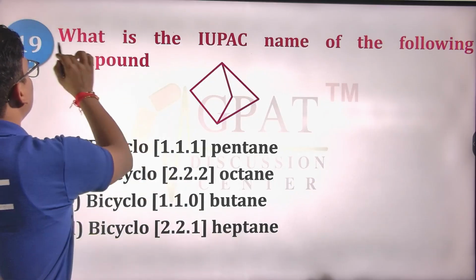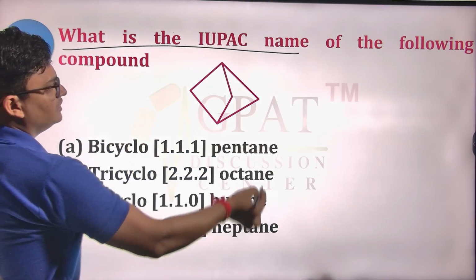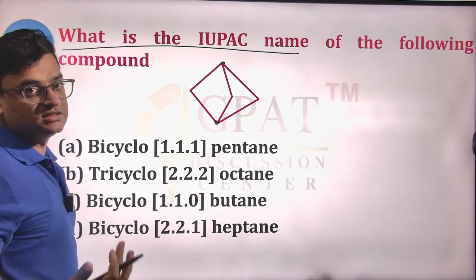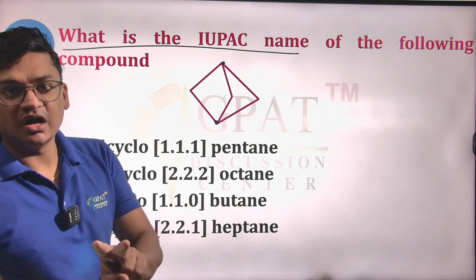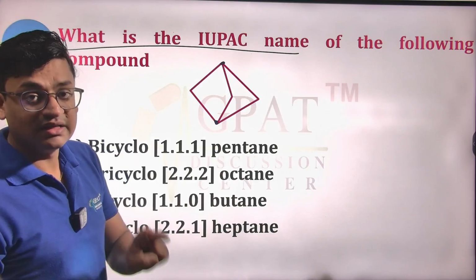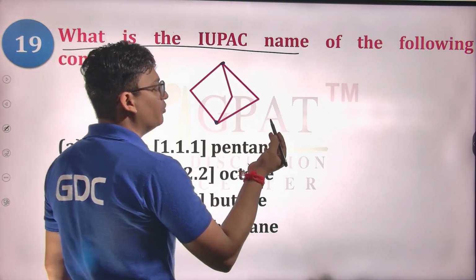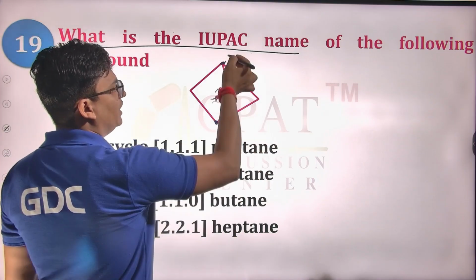What is the IUPAC name of the following compound? Again, it's a spiro system or a bridge ring system. Just tell me, it's a bridge ring system. Why? 2 rings are basically fused at 2 carbons. So it's a bridge ring system. These are bridgeheads.